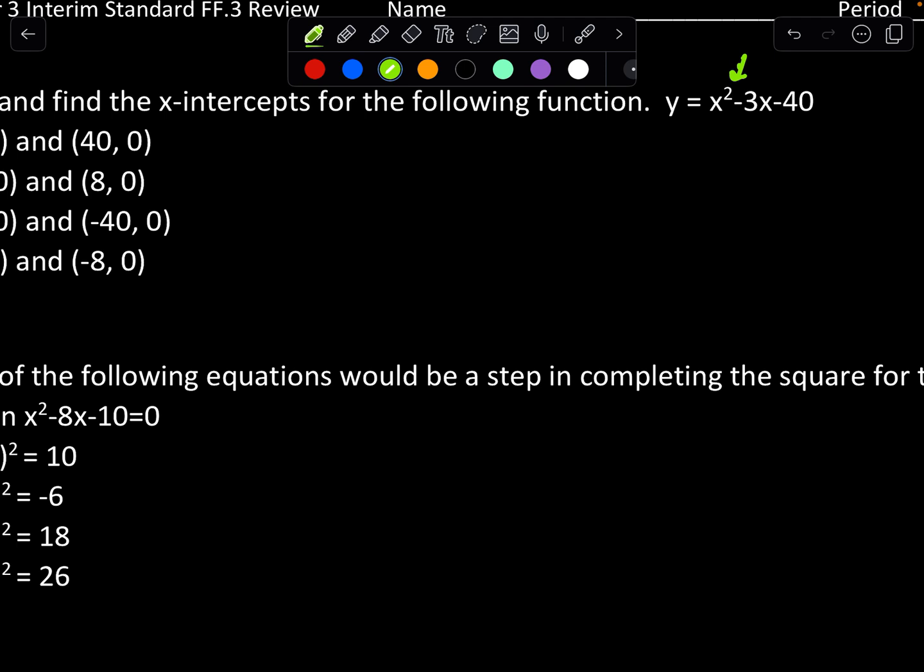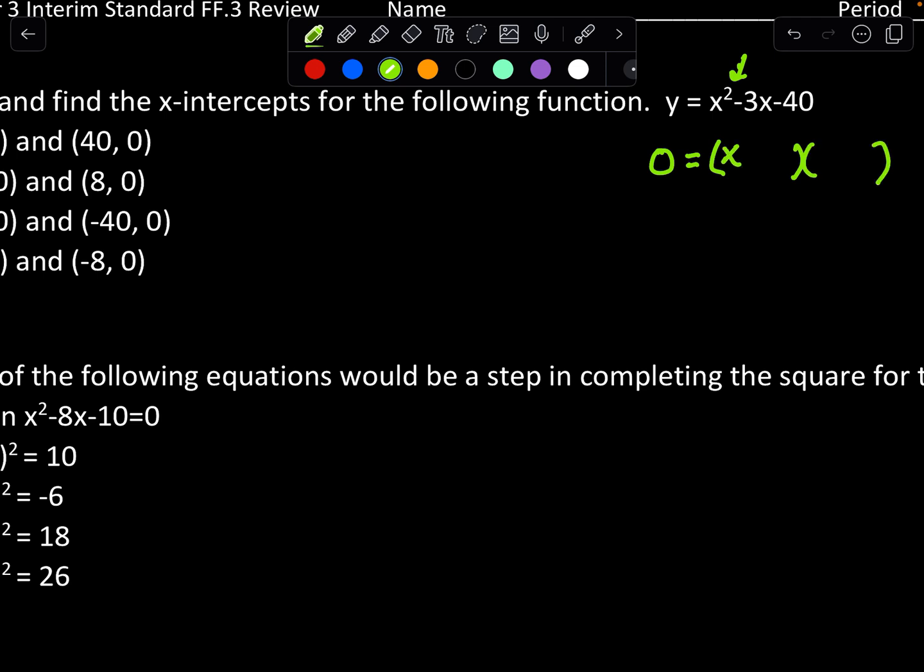X-intercepts or solutions or roots or zeros. We call them all sorts of different things, and they have a little bit different meaning, but we're basically saying the same thing. If I was to solve this quadratic, I'd set y equal to 0, and when y equals 0 and we solve for x, those are x-intercepts. So anyways, let's factor this quadratic here.